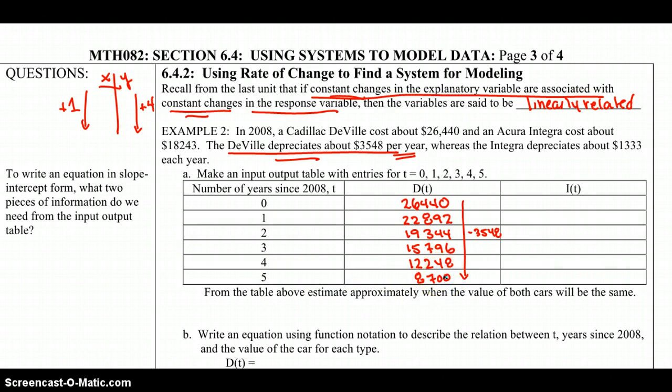Now the Acura Integra depreciated $1,333 each year, and it started at $18,243. So on this column we're going to keep subtracting 1,333. So here we're going to get 16,910. We subtract again, we get 15,577. We subtract again, 14,244. We subtract again, 12,911. And subtracting again, we get 11,578.